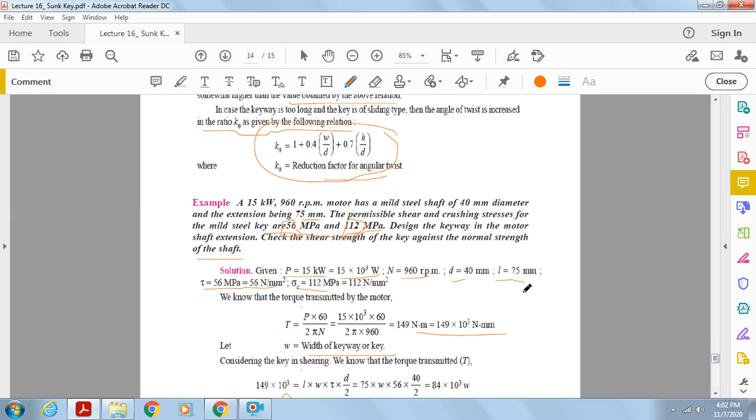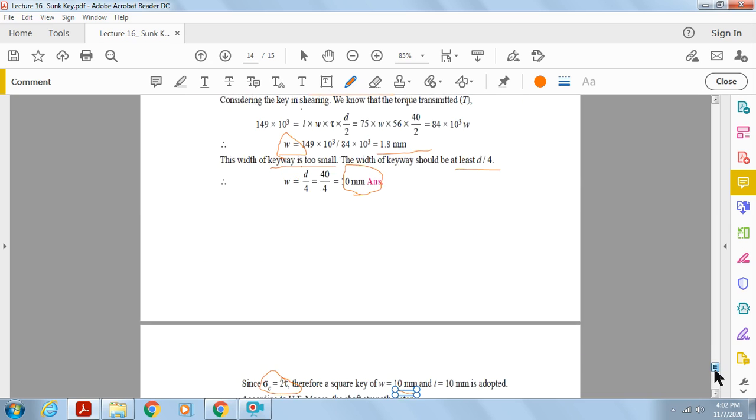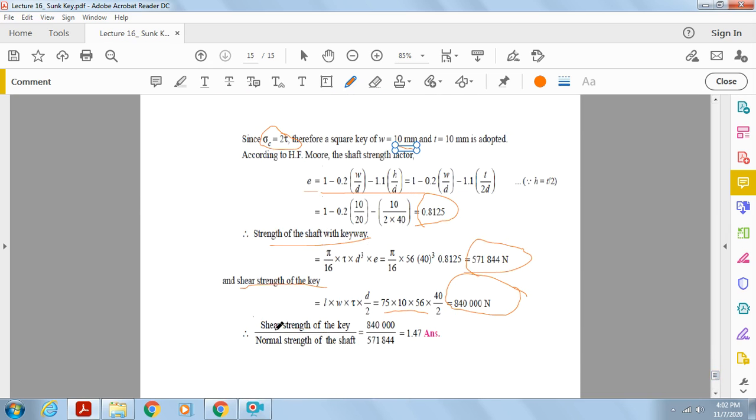Check the shear strength of the key against the normal strength. Here we will take the ratio, that is shear strength of the key divided by normal strength of the shaft. The shear strength of the key is coming 84084 into 10 to the power 4. And the normal strength of the shaft is 571844. So the ratio is 1.47. So the shear strength of the key is 1.47 times the normal strength of the shaft.